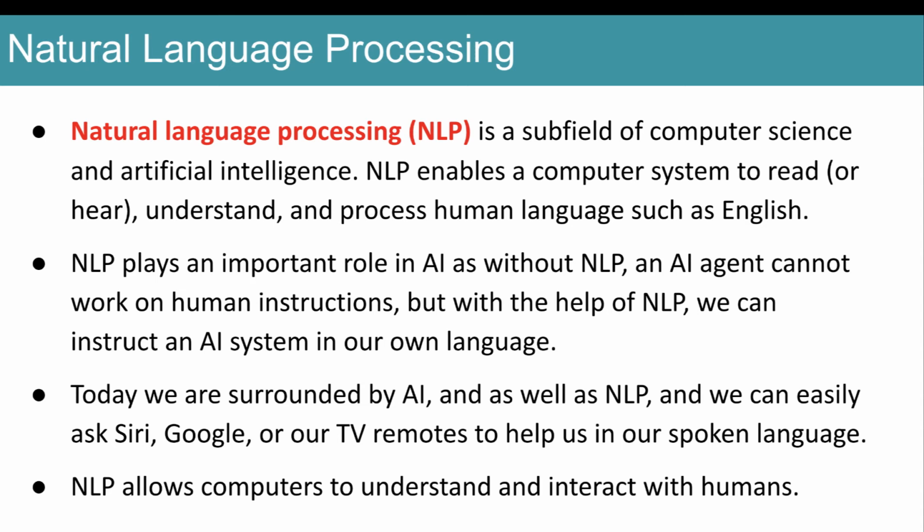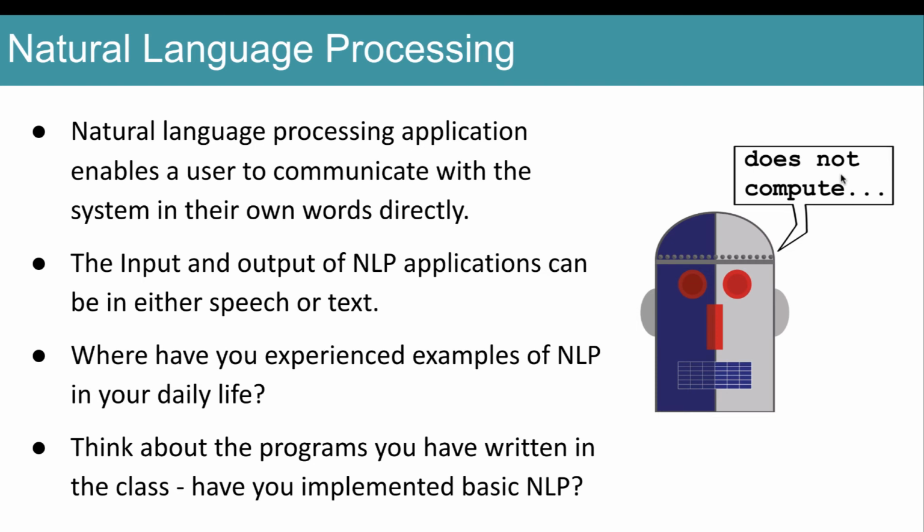So today we're surrounded by AI as well as NLP. And we can easily ask Siri, Google, and our TV remotes to help us in our spoken language. So NLP allows computers to understand and interact with humans. So natural language processing applications enable a user to communicate with the system in their own words. So there's this piece of software called natural language processing that converts what we're saying and what we're typing to something that the computer can understand. So the input and the output of these NLP applications can be either speech or text.